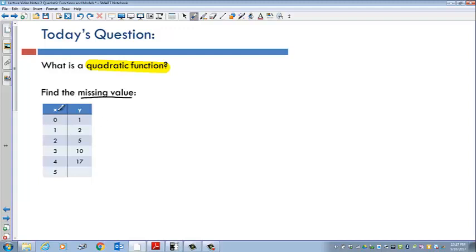On the left-hand side here are our input values, and you see that they're changing by 1, whereas our output values are not just changing by 1. This one goes from 1 to 2, which does change by 1, but 2 to 5 changes by 3, 5 to 10 by 5, 10 to 17 by 7. So what do you think this next one would be?